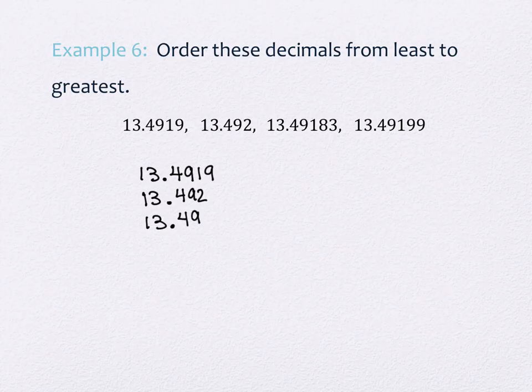I have 13, and 49,183. Or am I 100 thousandths? Yes, 100 thousandths. And then the last one, let's see, 13 and 49,100. Did I get them right there? 199 10,000ths. Did I get them all in there right? I think so.